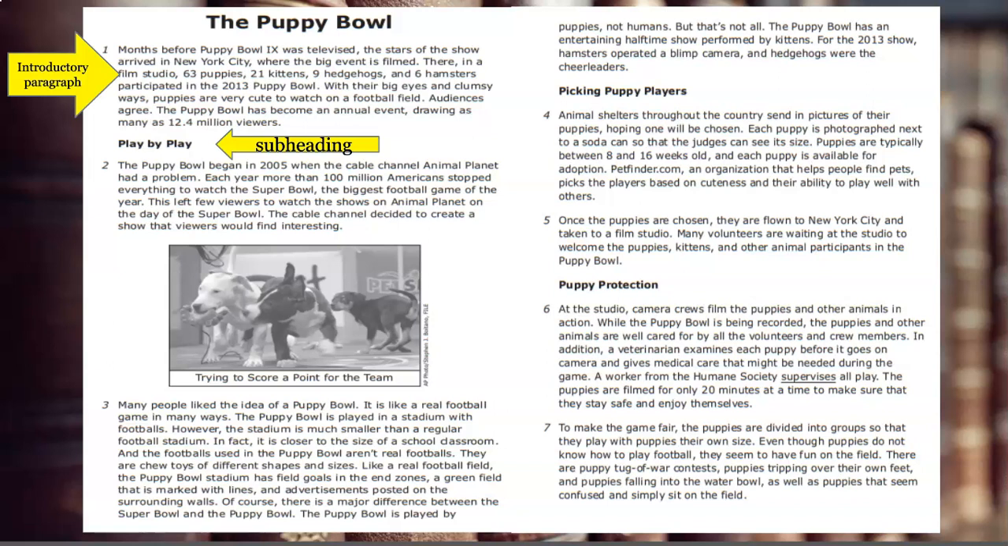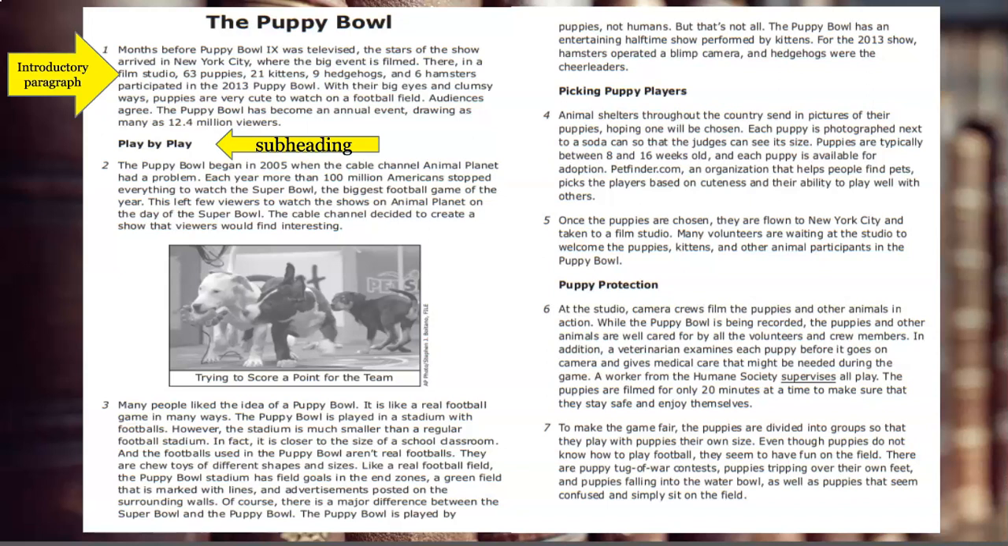The Puppy Bowl began in 2005 when the cable channel Animal Planet had a problem. Each year, more than 100 million Americans stopped everything to watch the Super Bowl, the biggest football game of the year. This left few viewers to watch the shows on Animal Planet on the day of the Super Bowl. The cable channel decided to create a show that viewers would find interesting. Many people like the idea of a Puppy Bowl.